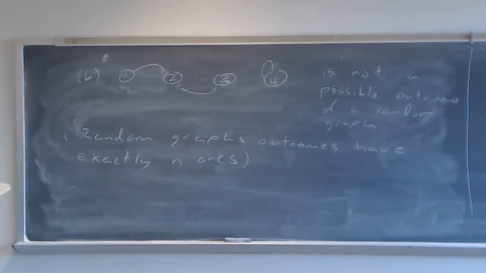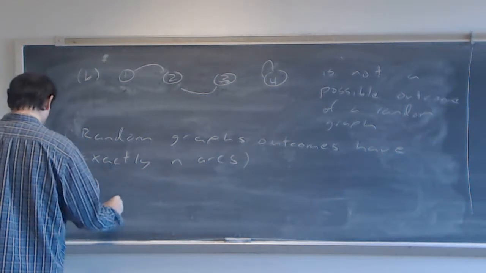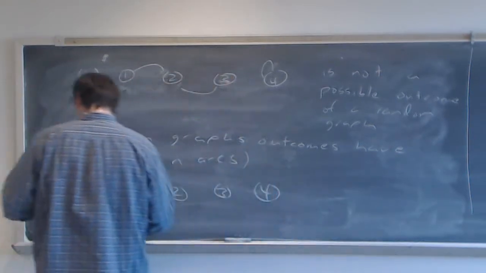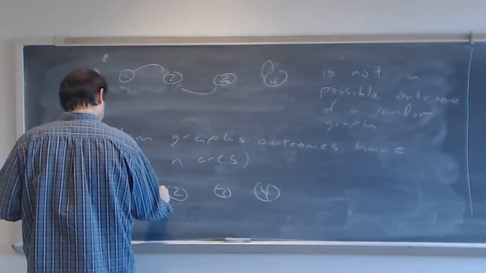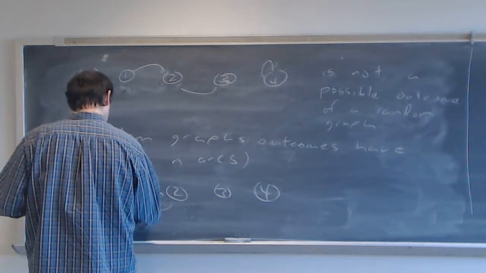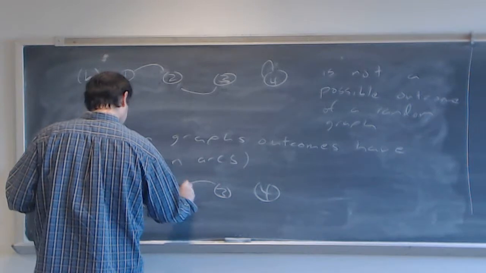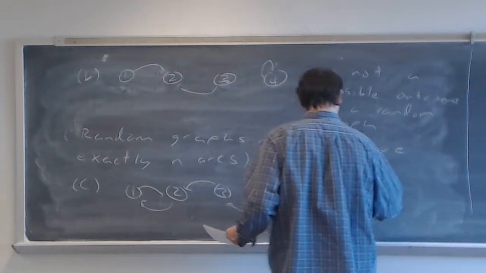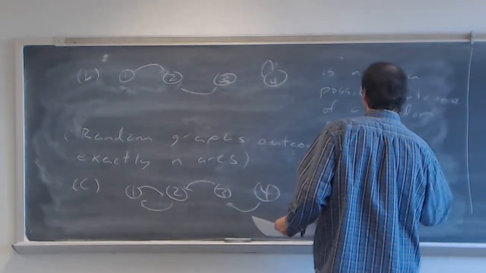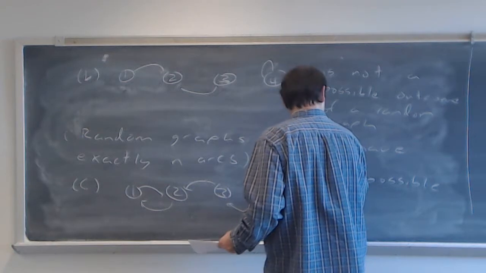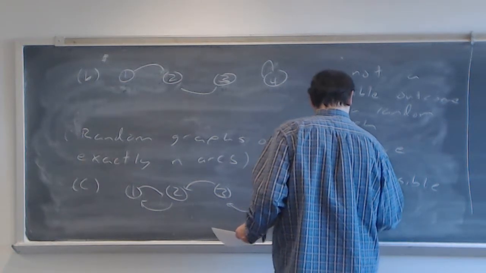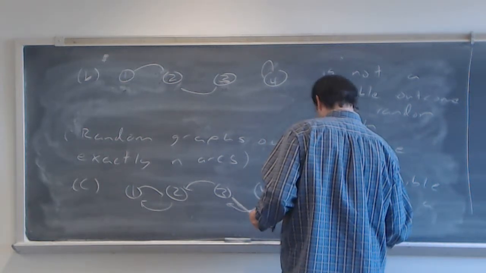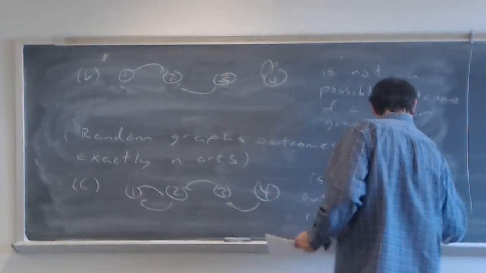Okay, so that's not a random graph. C, we could have 1, 2, 3, and 4 again as our nodes, where 1 is sent to 2, 2 gets sent to 1, 3 gets sent to 2, and 4 gets sent to 3. Now, this is a possible outcome of a random graph that is connected.